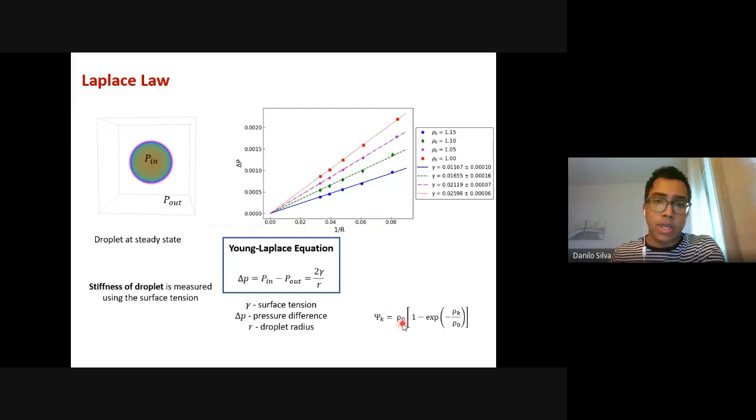We can fix our G, which is the strength of the interaction, and vary rho 0. So by varying rho 0, we are able to achieve different surface tension values, which is another way to look at the stiffness of the droplet. So higher surface tension, a more rigid droplet.